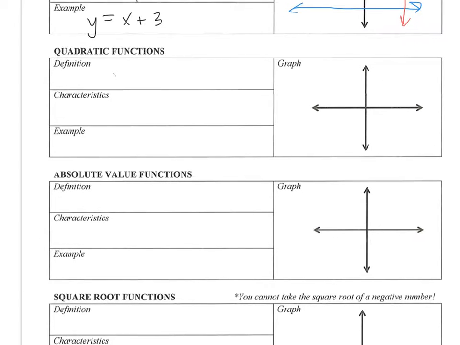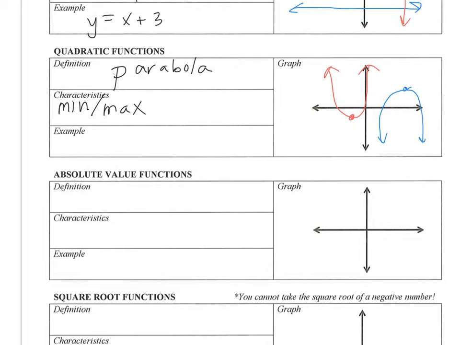Okay, quadratic function. So a quadratic function is called a parabola. Now, a parabola can have a minimum or a maximum value. So a parabola looks like a U, and it's curvy, and it can either open up and have a minimum value or open down and have a maximum value. This is a maximum value, and this right here is a minimum value.